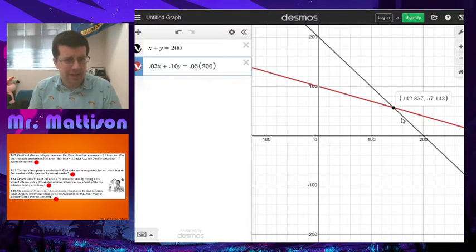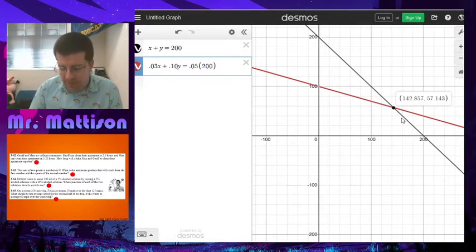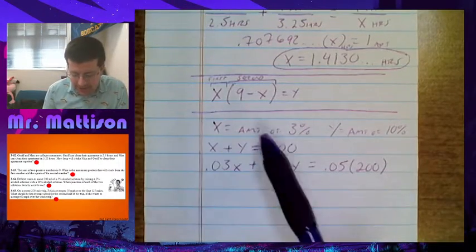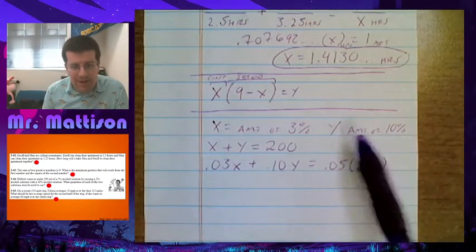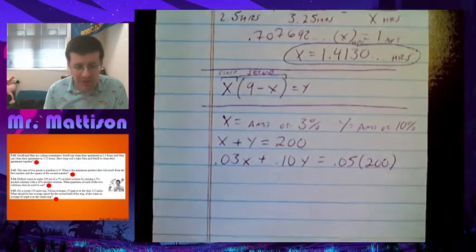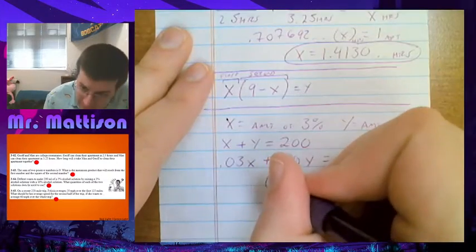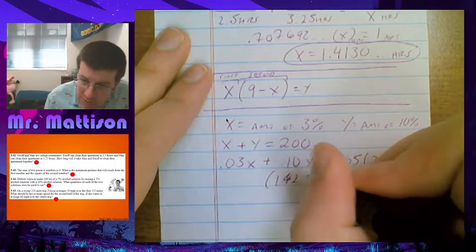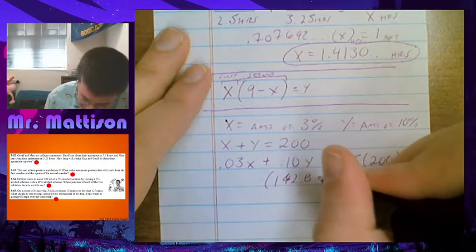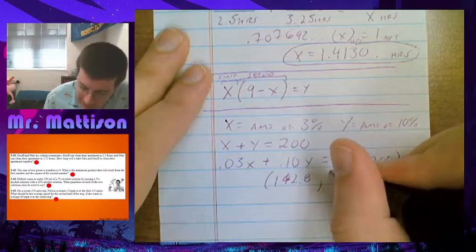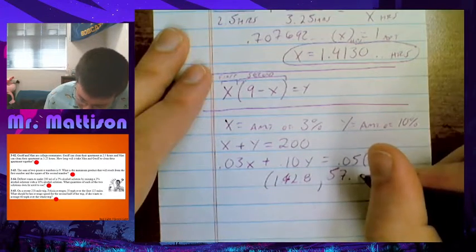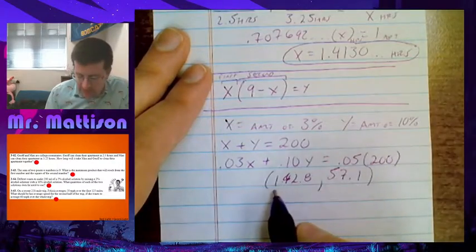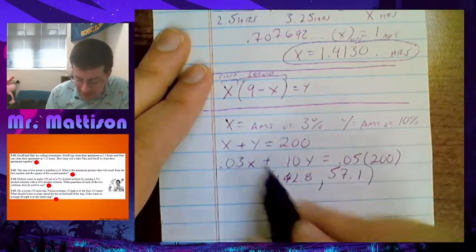So what does that mean? Well, let's look back at my problem here, right? I defined x as being my amount of 3% and y as my amount of 10%. So the x coordinate of 142.8 and my y coordinate of 57.14, or just 1. This is my x coordinate, here's my y, so this is my amount of x.